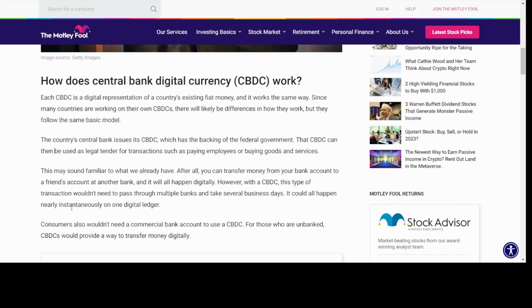And also, consumers wouldn't need a commercial bank account to use the CBDC. For those who are unbanked, CBDCs will provide a way to transfer money digitally. So I can see in a lot of developing countries where people don't have bank accounts, I can see CBDCs being mainly implemented over there. And I think those are the main countries that they were mainly created for.